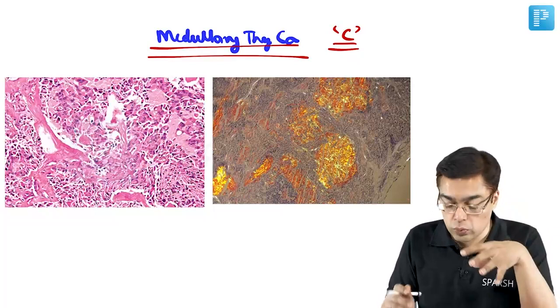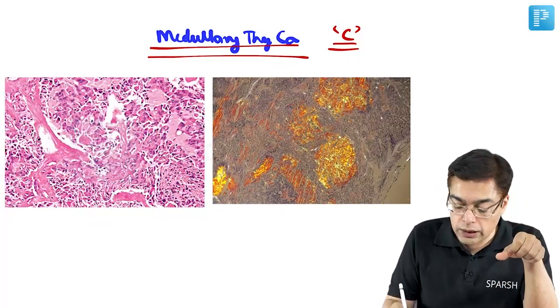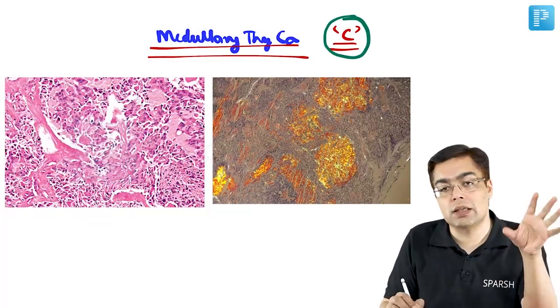Therefore, it is easy for us to understand that one of the important tumor markers which is used for making a diagnosis of this kind of a cancer happens to be calcitonin.